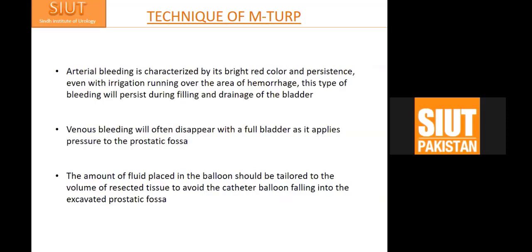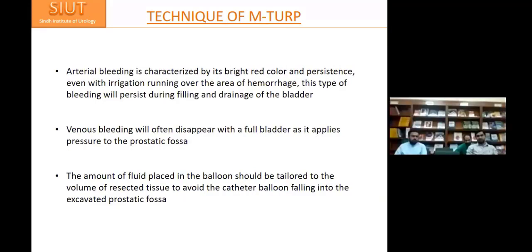Arterial bleeding is characterized by its bright red color and persistence even with irrigation running over the area of hemorrhage. This type of bleeding will persist during filling and drainage of the bladder, while venous bleeding will often disappear with the full bladder, as it applies pressure to the prostatic fossa. The amount of fluid placed in the balloon should be tailored to the volume of resected tissue to avoid the catheter balloon falling into the excavated prostatic fossa.